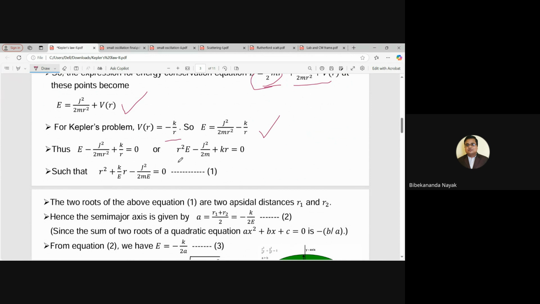When we make it 0, then we found E minus j square... which actually gives this expression 1.